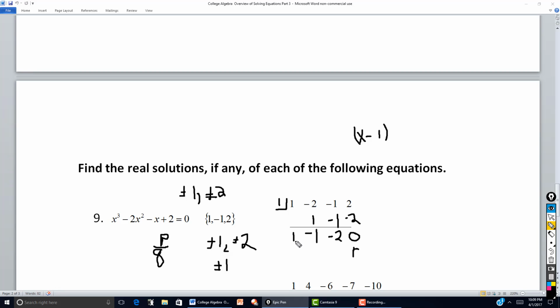So from here, I can say this actually factors into x squared.